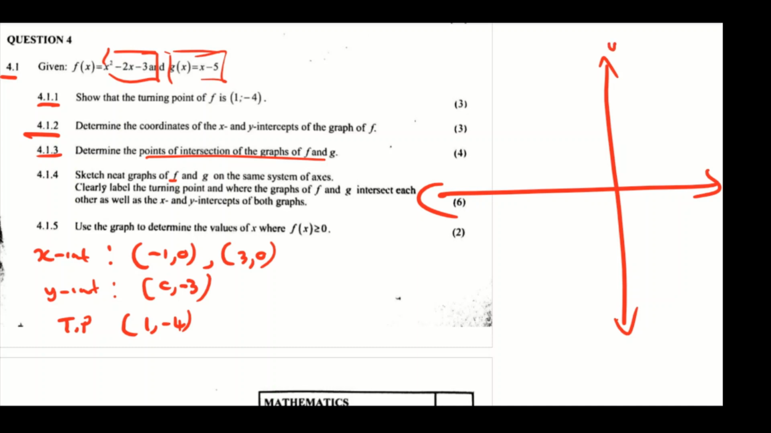So what we have here, this is your y, this is your x, and I'm gonna indicate the points. So your intercepts here, it's minus 1 and 0, and then here 3 and 0, right? And then our turning point, let's just say it's here, which is 1 and minus 4. And then my intercept, it's 0 and minus 3. So if I join this, it's gonna look like this. This is for the parabola, right?